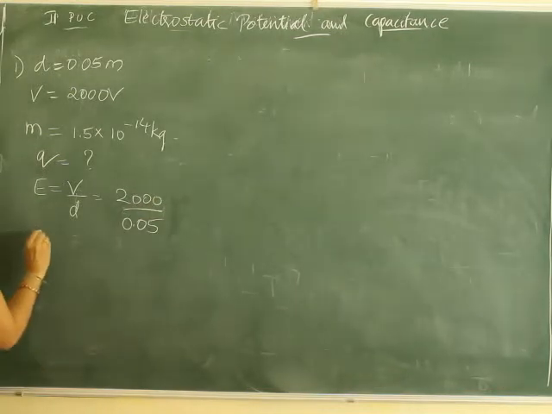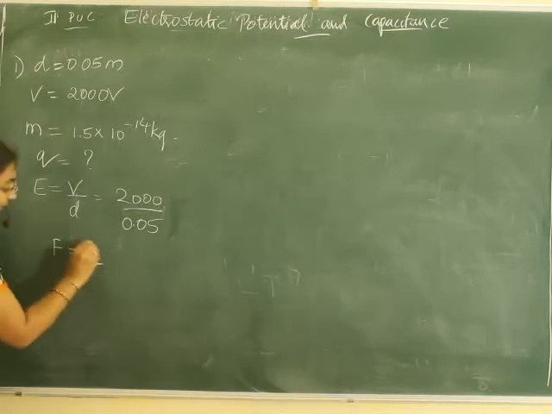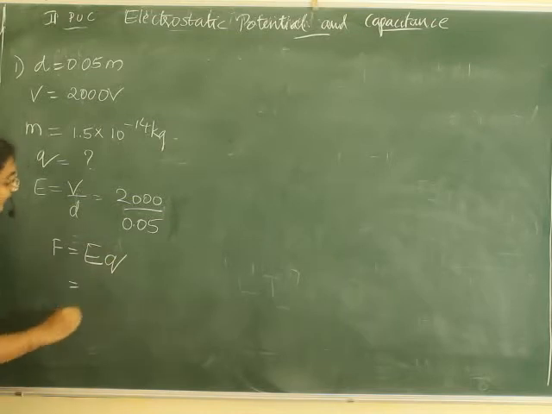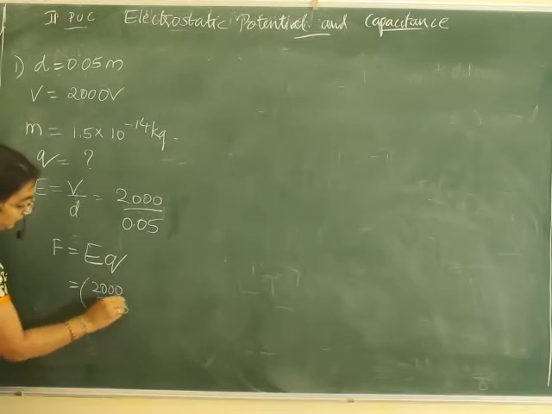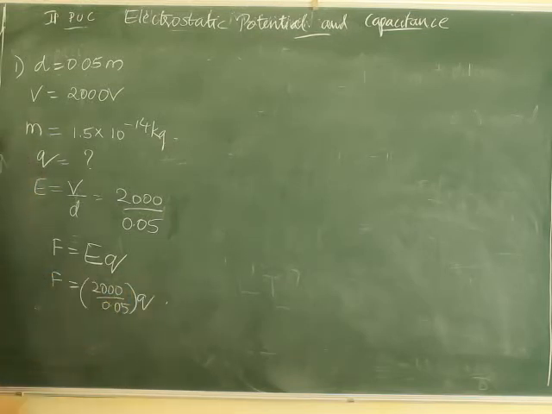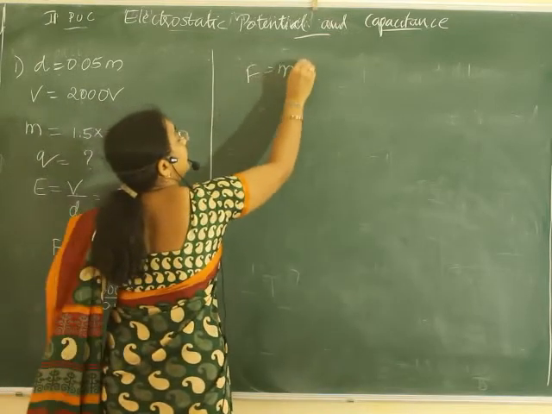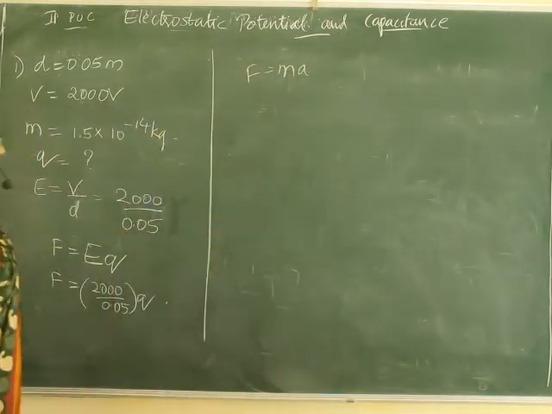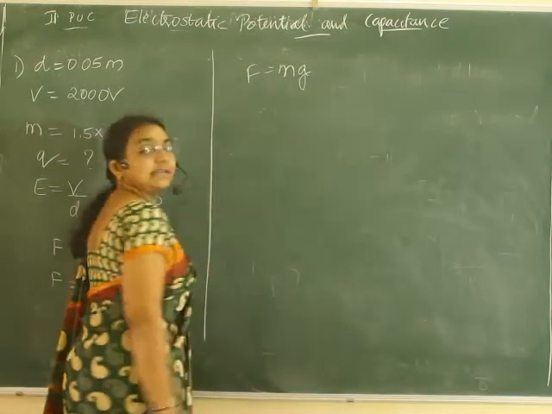Then we know that F is equal to EQ. Now, can I write it as 2000 divided by 0.05 into Q is equal to F? We have to calculate the Q itself, but we don't know F. So how can I solve it? We know that F is equal to ma. Here, acceleration is due to gravity, so I'll write it as mg.